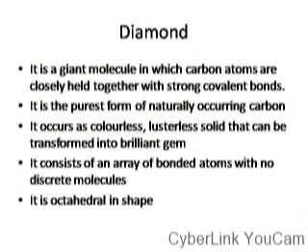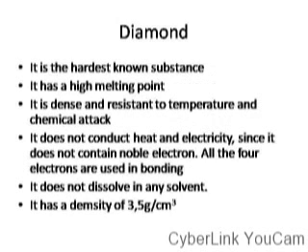Diamond is the purest form of naturally occurring carbon. It is colorless, lusterless, but can be formed into brilliant gems. It is octahedral in shape. Now, what are the uses of diamond? Before we go to its uses, let's look at its properties.